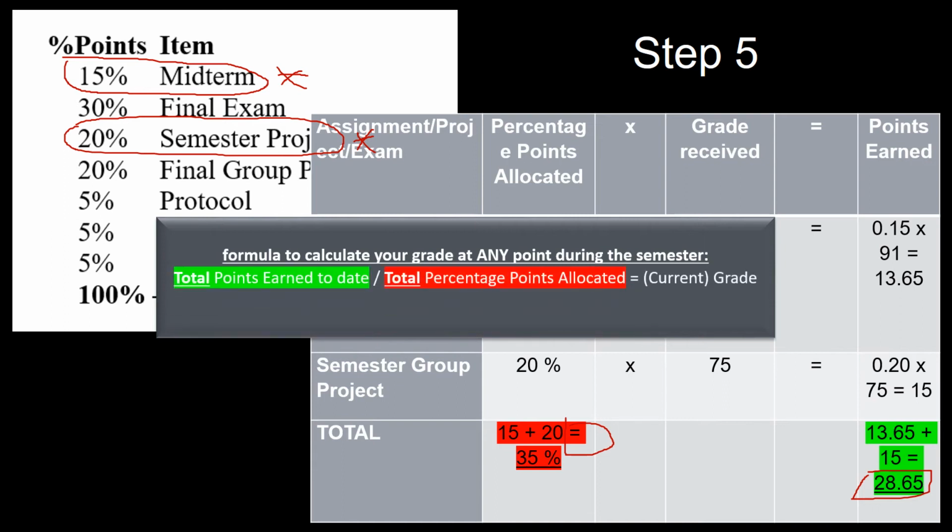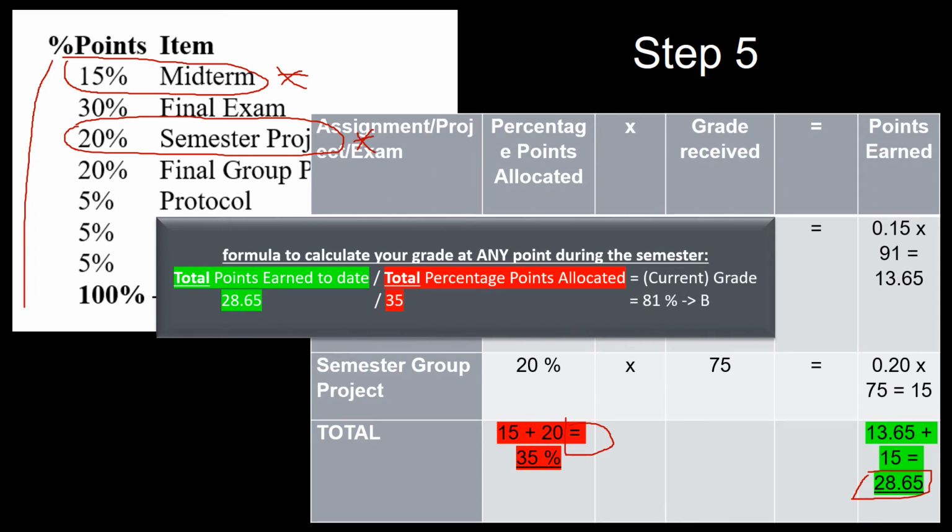So in our example, you have the total points earned in green divided by the total percentage points allocated. This is the formula you need to write down, because this is the same formula no matter how many assignments you have. If you have 50 different assignments, as long as you know what the percentage points are here on the left that are associated with the different assignments, you can do this calculation.